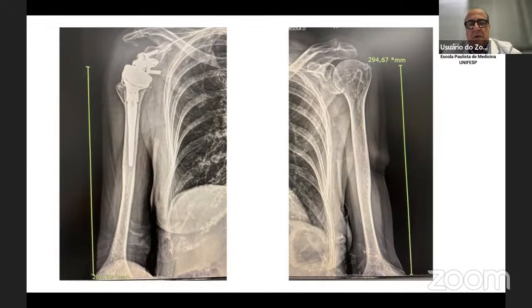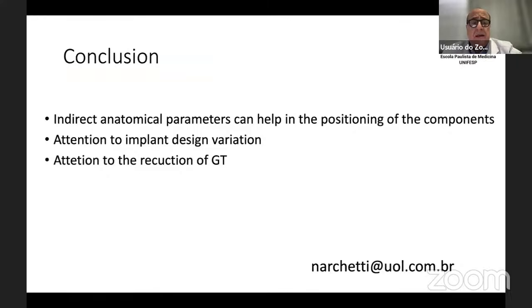So this is our objective of doing this kind of reconstruction, and concluding, the indirect anatomic parameters can help the positioning of the prosthesis components. We have to pay attention to implant design variation and to reduction and fixation of the greater tuberosity.